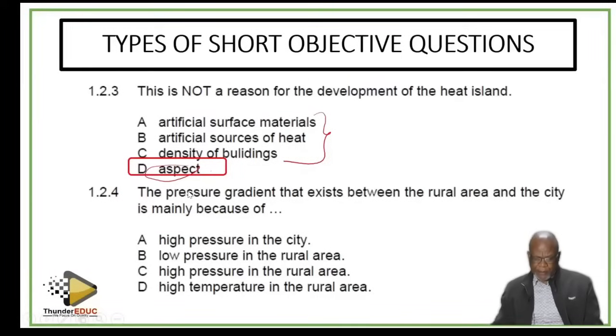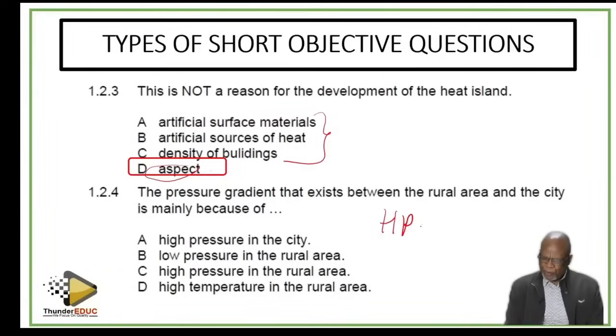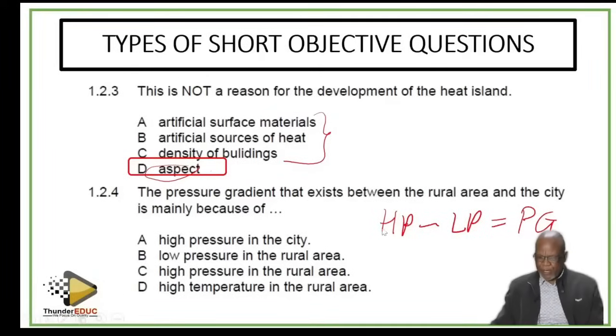And then they say the pressure gradient that exists between the rural area and the city is mainly because... Now, this is an important question because you speak of pressure gradient. So you need to define what is pressure gradient. High pressure minus low pressure is equal to pressure gradient. HP minus LP equals PG.